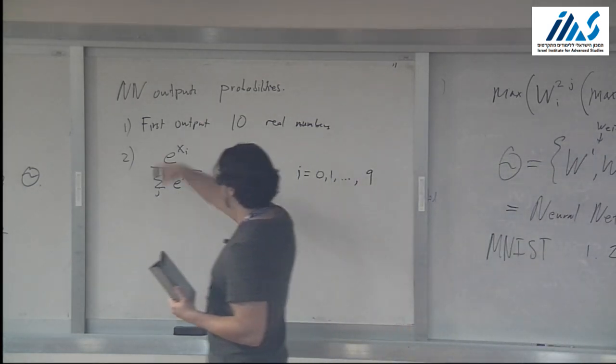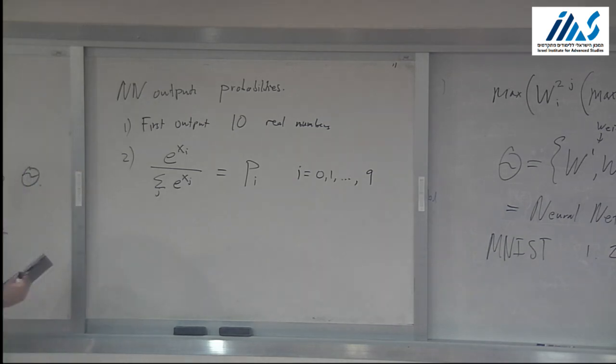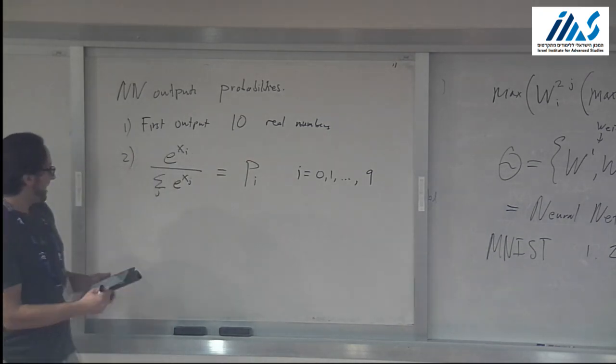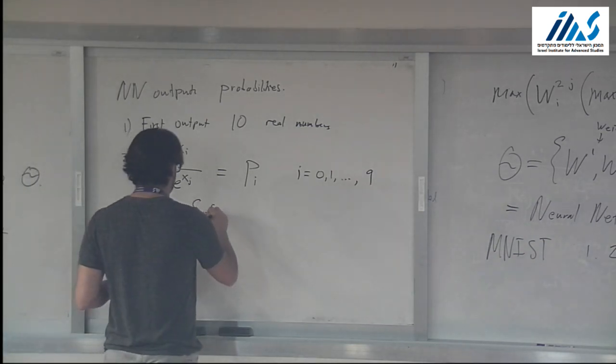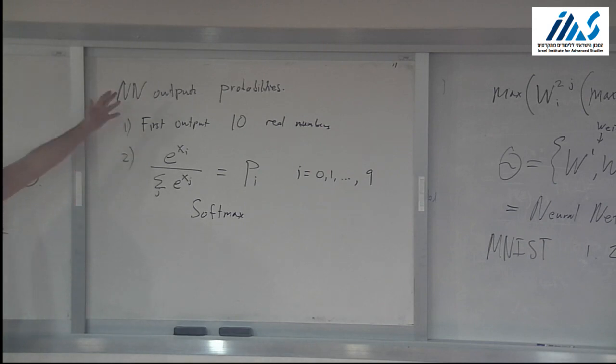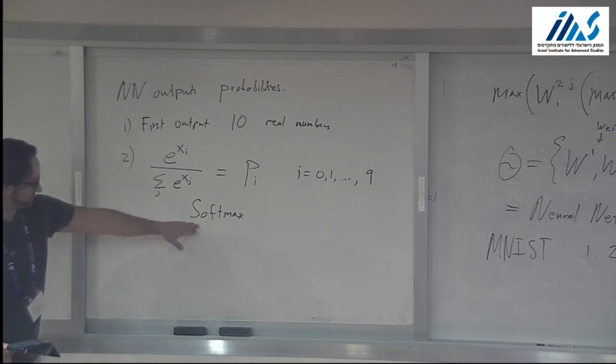So this is a very simple thing you can do to the end result of your neural network. You have your neural network first output 10 real numbers. This is called a softmax function in the literature. So if you see the word softmax, this is also basically what you would do to have a Boltzmann distribution. But this is the terminology.